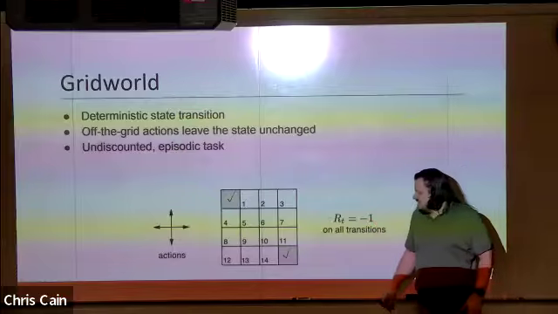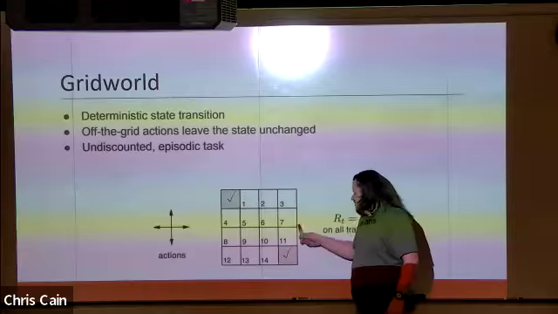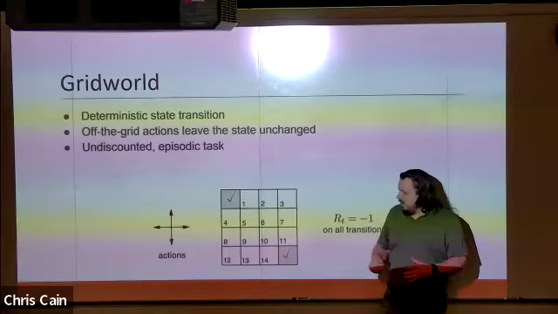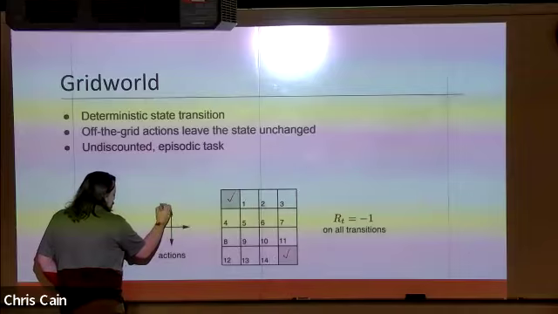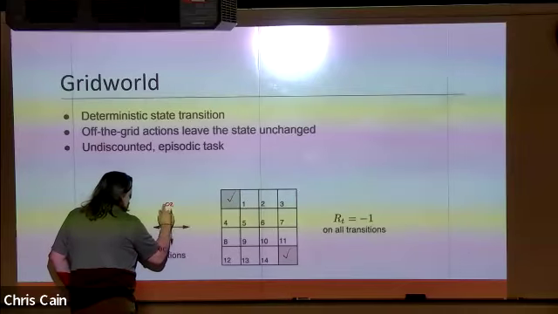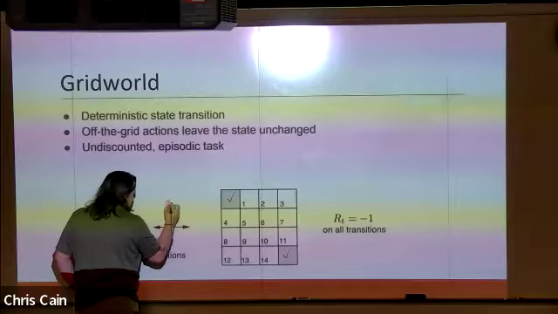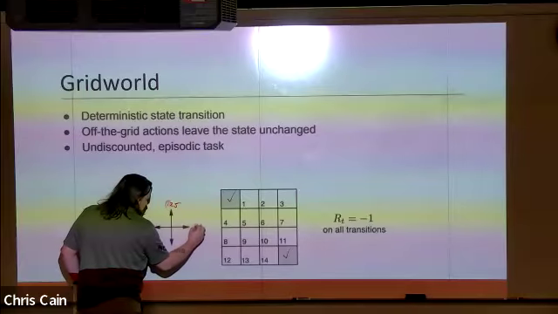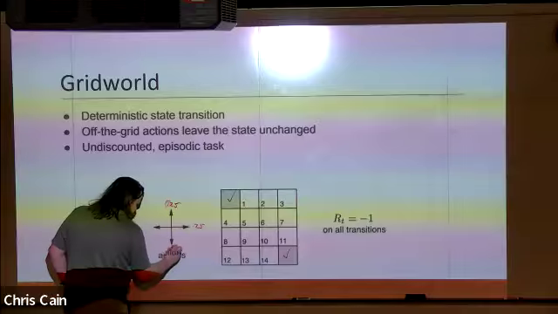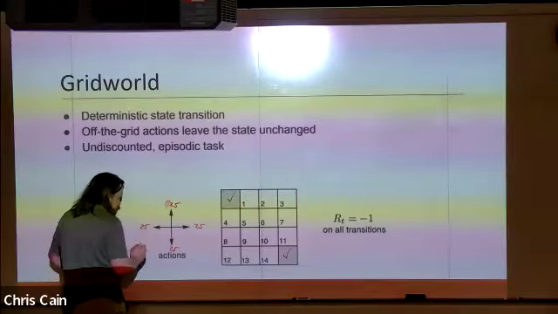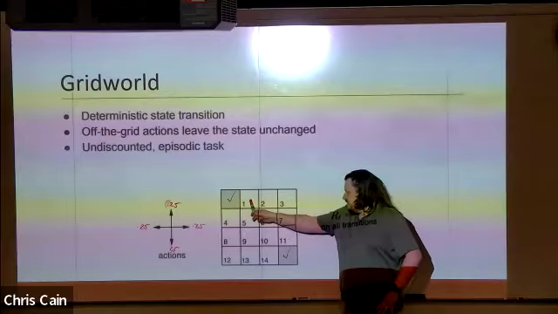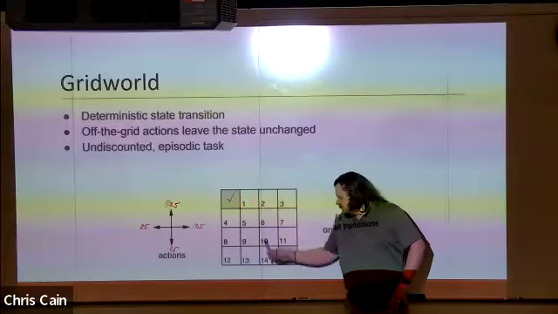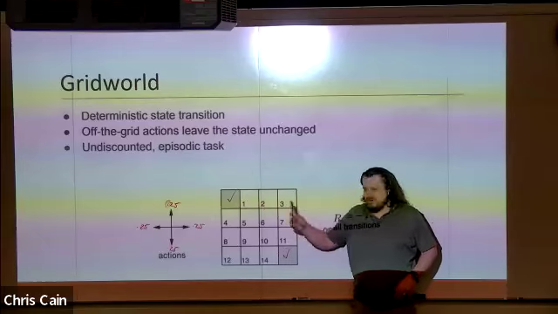So the question is, what is the value of being in each one of these states if our policy is to randomly choose each one of these actions? So you can imagine that with probability 0.25, we do each one of these actions. On average, how long will it take if we start in position 1 to reach here or here, according to that policy?